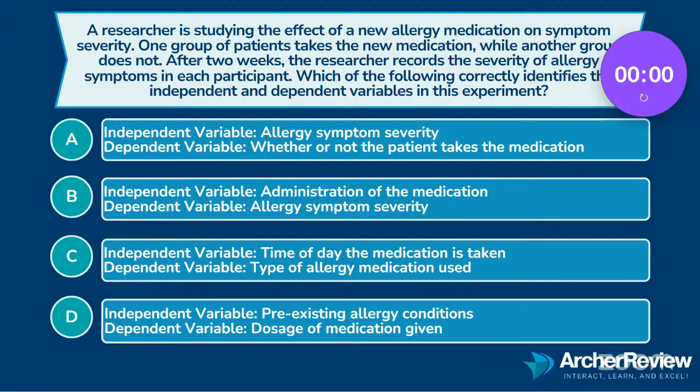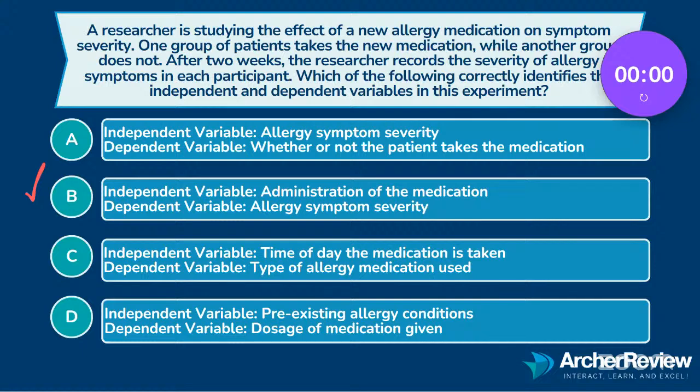All right, let's reveal and see how we did. Our correct answer is B. This is our correct answer. So the independent variable is the administration of the medication. We're giving out medication. The dependent variable is how were their allergy symptoms? Were they less severe? That's what we're hoping for, right? And so those allergy symptoms depend on the administration of the medication.